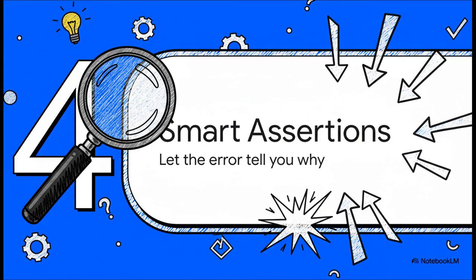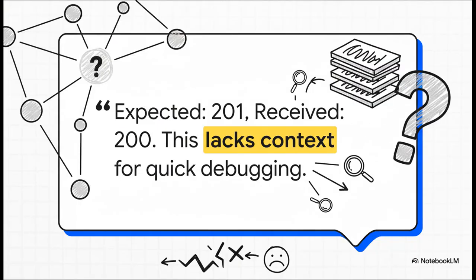So now we know where the test failed, but we still need to know exactly why. This brings us to what I think is the most critical part of any failure report, the assertion error message. We can make these messages incredibly informative. Take this API test error. You see it all the time. We expected a status code of 201, but we got 200.